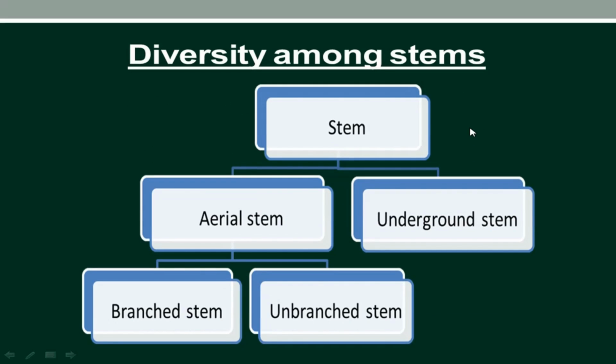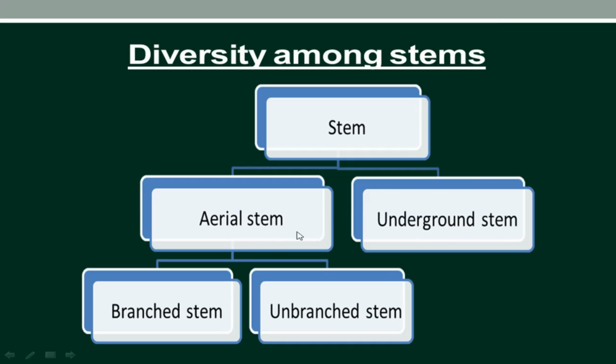When we consider the stem, stems of plants can be divided into two groups. One of them is aerial stem, and the other one is underground stem.